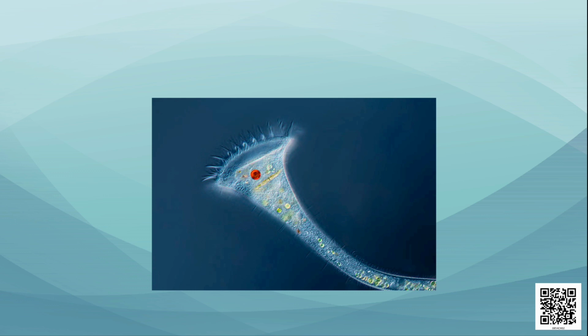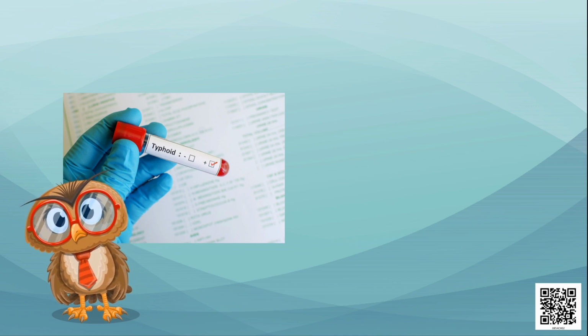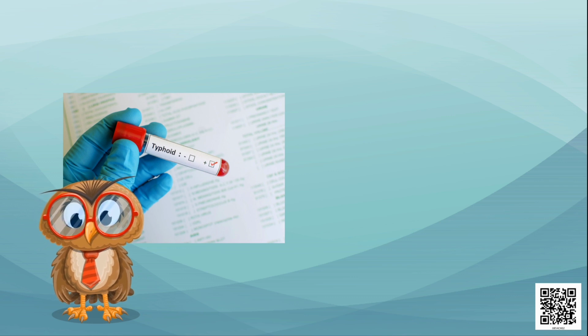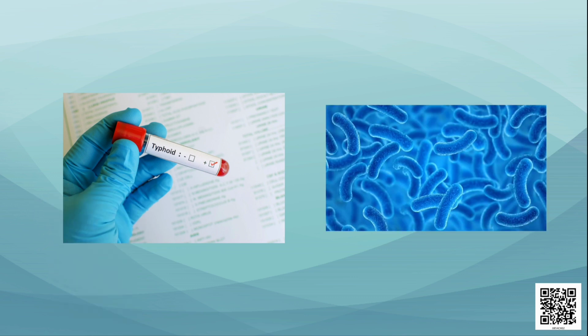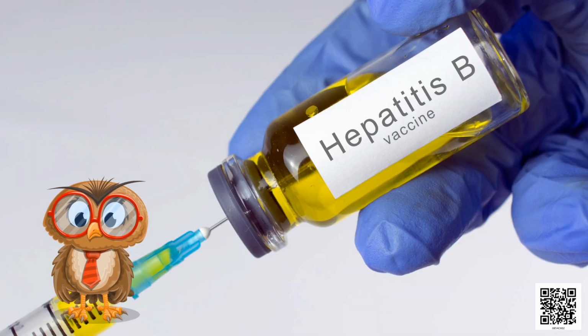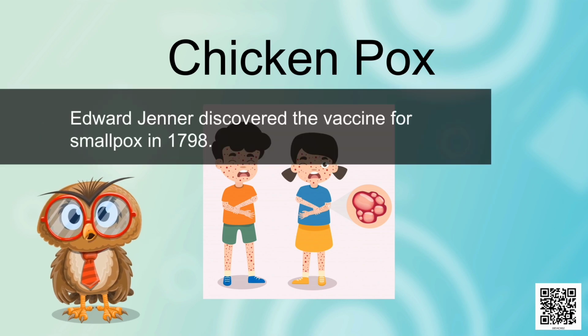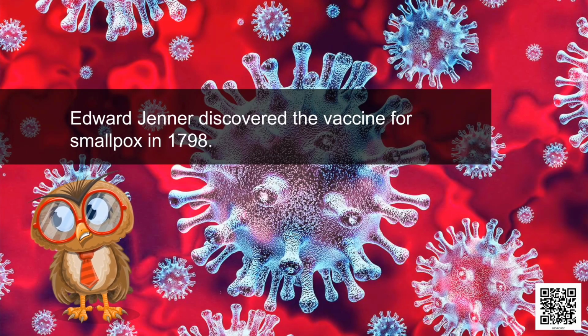So a dead or weak disease-causing microbe is given to you in the form of a vaccine, so that your body produces antibodies against it and remembers how to fight when it actually enters our body. For example, the polio vaccine, and vaccines for cholera, smallpox, and hepatitis. Edward Jenner discovered the vaccine for smallpox in 1798.